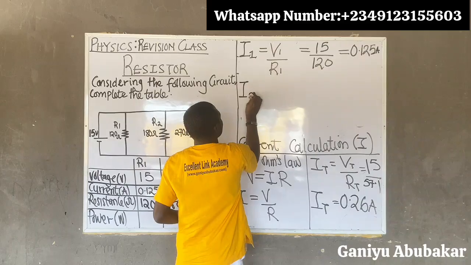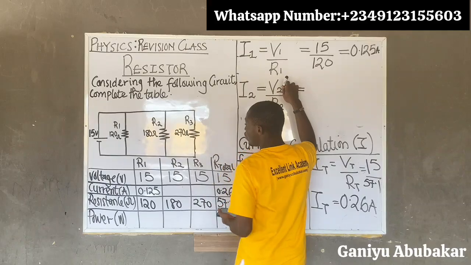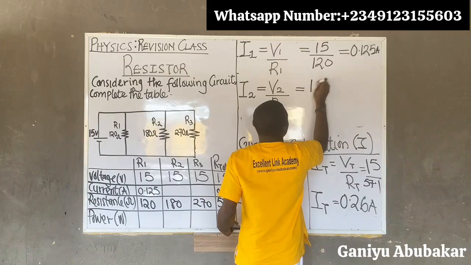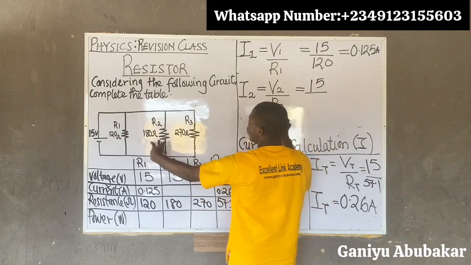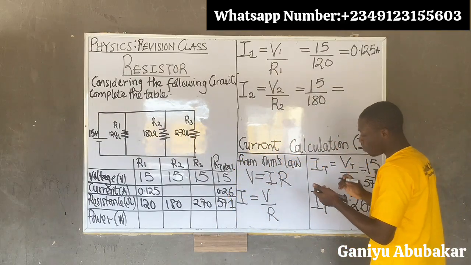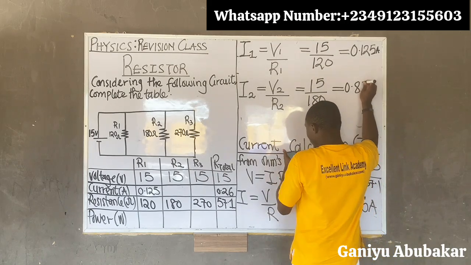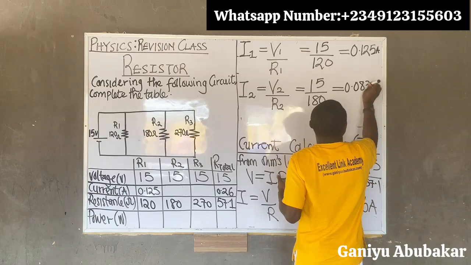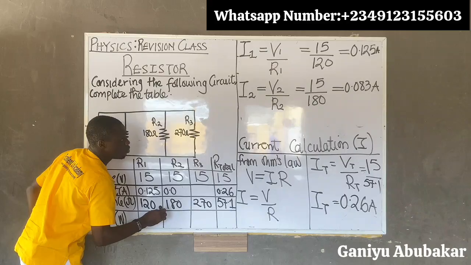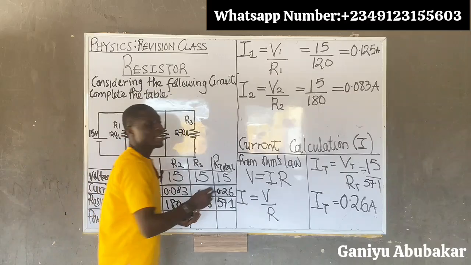All right. Let's get I2. I2 is equal to V2 over R2. V2 is of course 15 because they have the same voltage all throughout, over R2, which is 180. So 15 divided by 180 gives you 0.083 ampere. That's my I2.